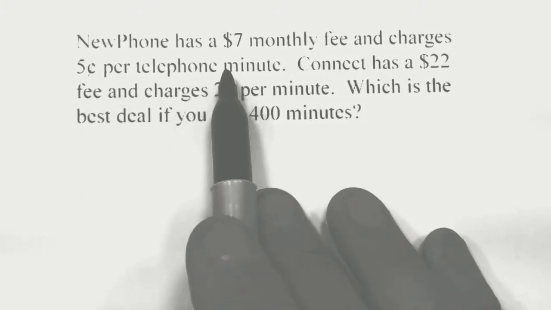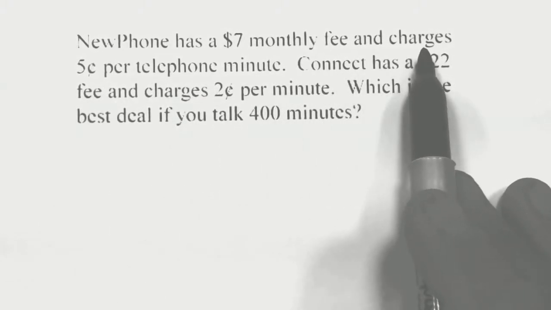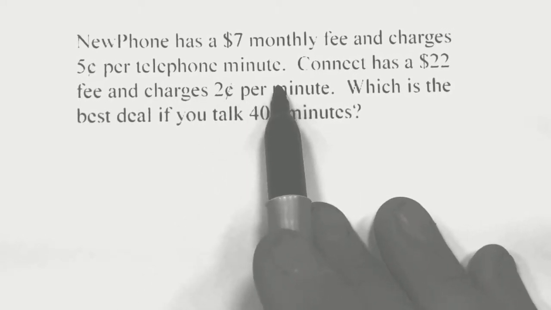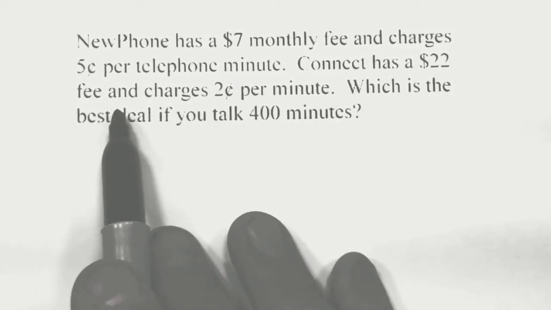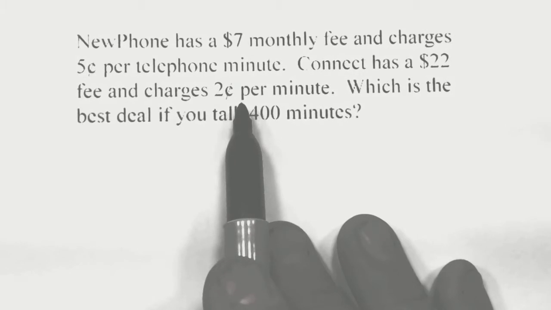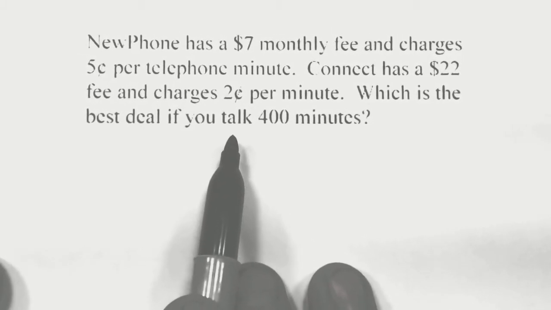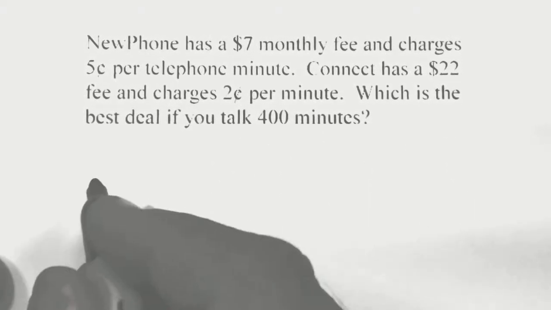Let's say that New Phone has a $7 monthly fee and charges 5 cents per telephone minute. Connect has a $22 fee and charges 2 cents per minute. What is the best deal if you talk 400 minutes in a month? Well, here's how you set it up.